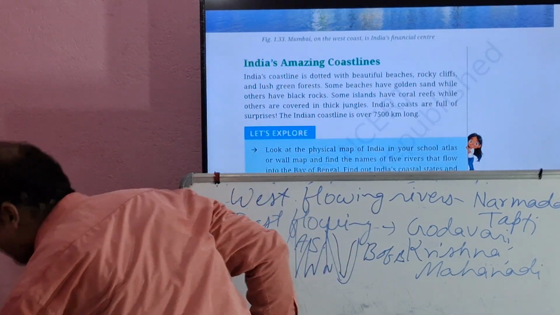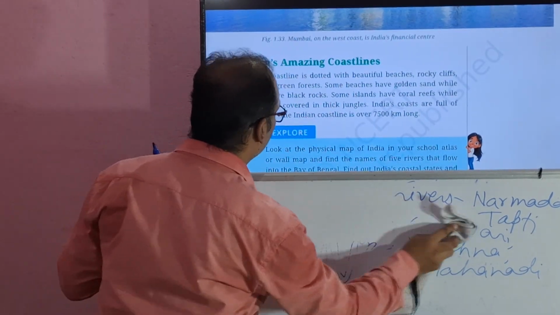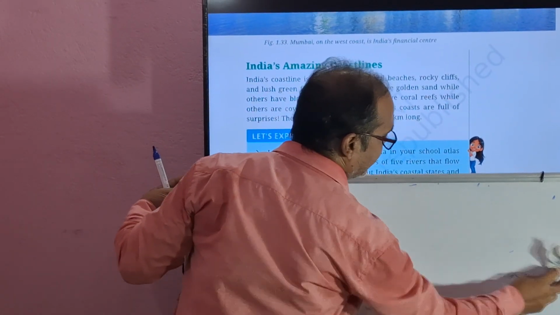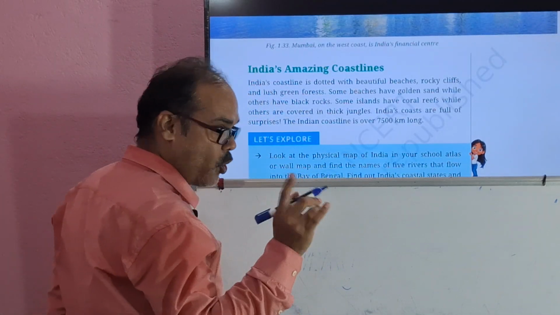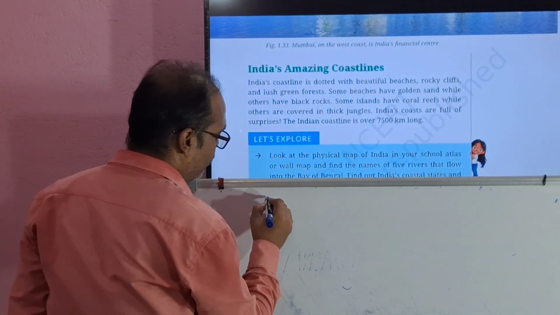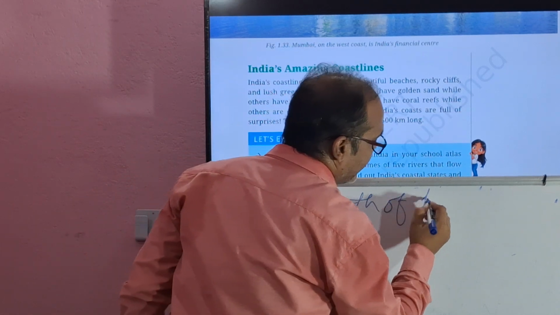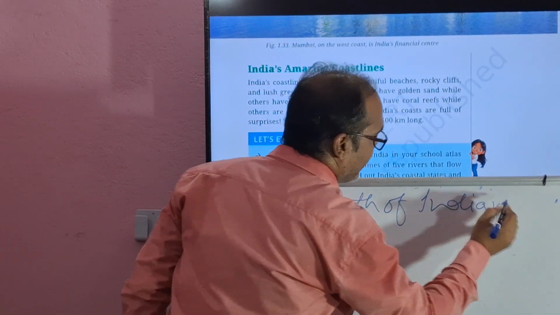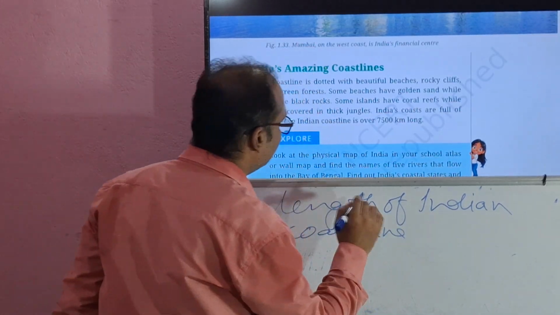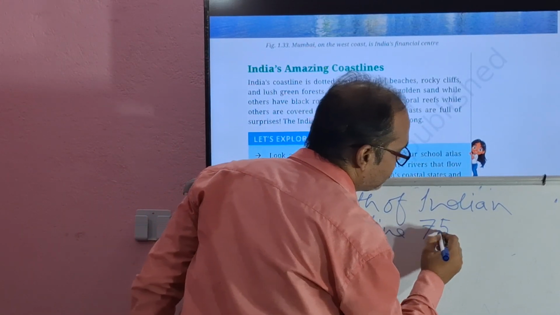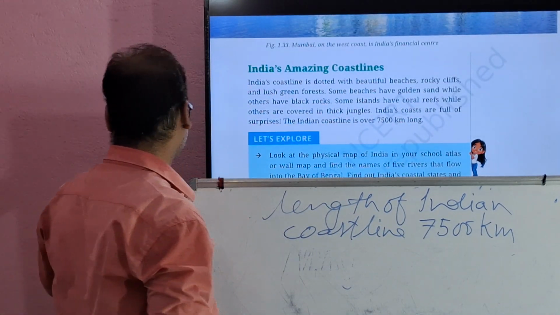This is one of the important questions: what is the length of the Indian coastline, right? What is the length of the Indian coastline? The coastline length is over 7,500 kilometers. Right? Okay.